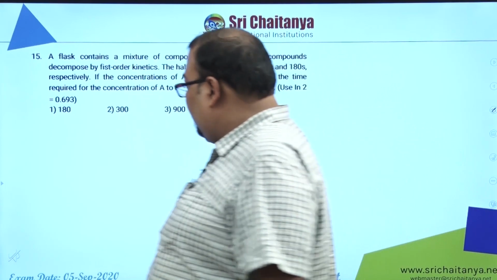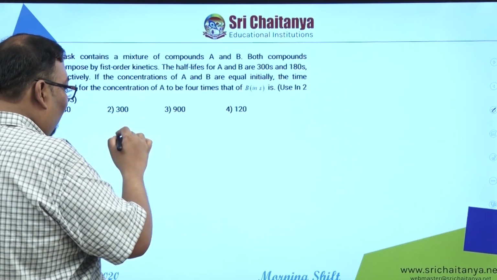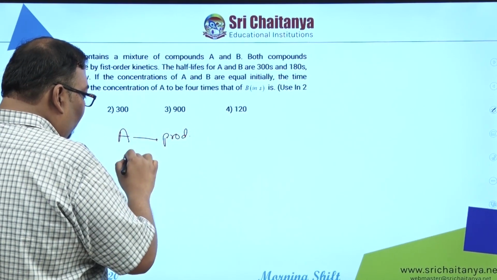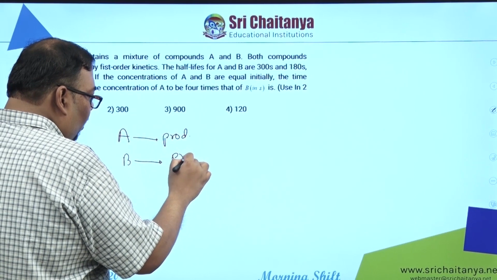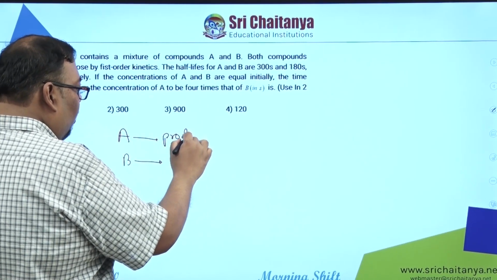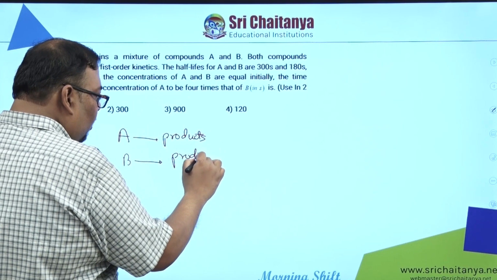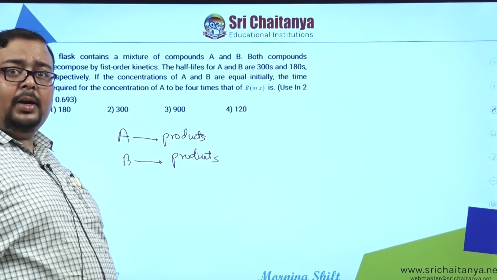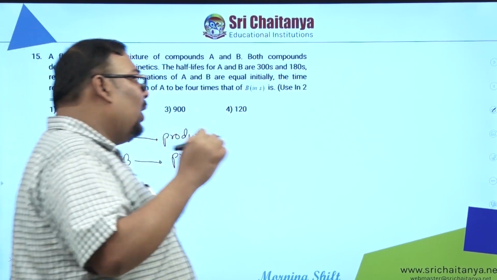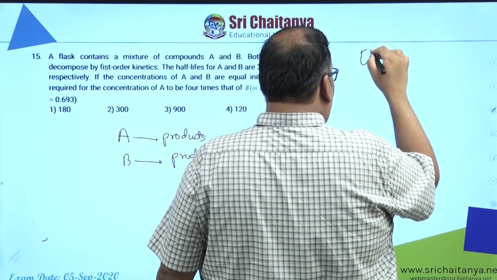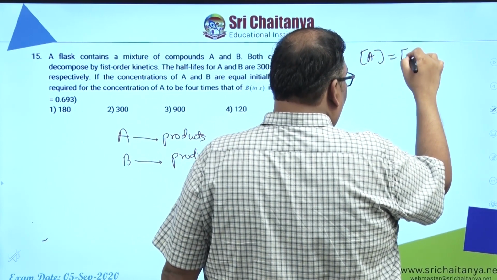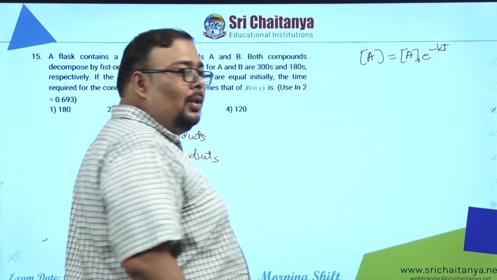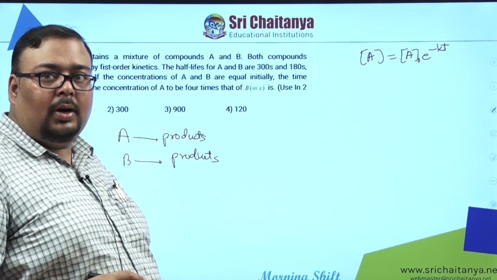Now you see, my equations are something like A is giving products and B is also giving products, and in both cases the concentrations are changing as per the first order kinetics. Now you see, the first order kinetic equation is always A is equal to A naught e to the power minus kt. Okay, this is the general equation for first order kinetics.